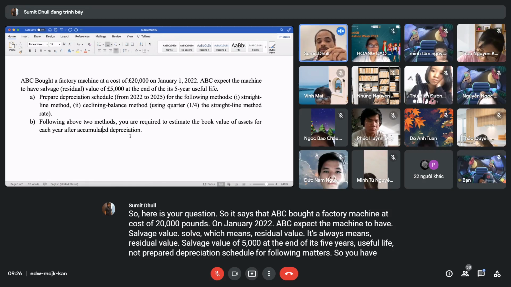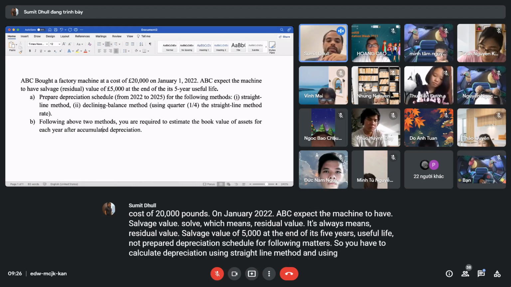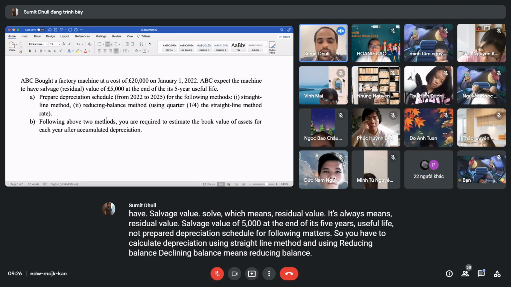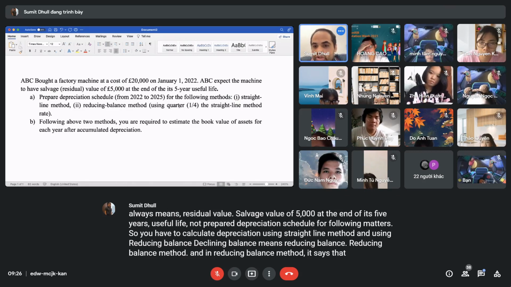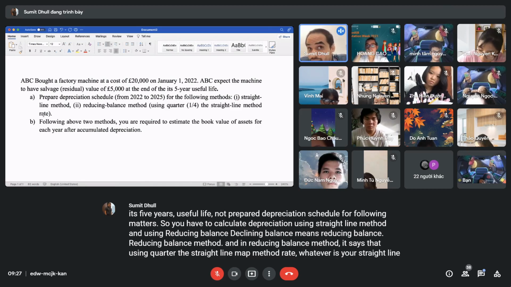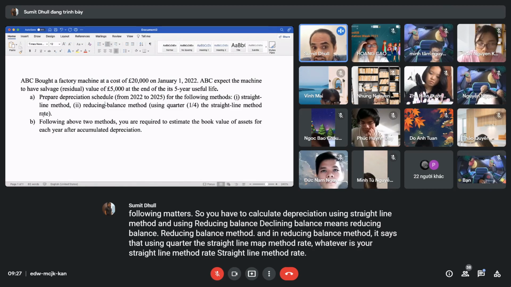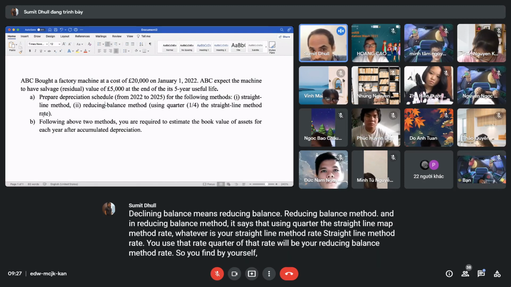So you have to calculate depreciation using the straight line method and using reducing balance. Declining balance means reducing balance. In the reducing balance method, it says using quarter the straight line method rate. Whatever is your straight line method rate, you use that rate, and a quarter of that rate will be your reducing balance method rate. So you find by yourself, you know what it means.